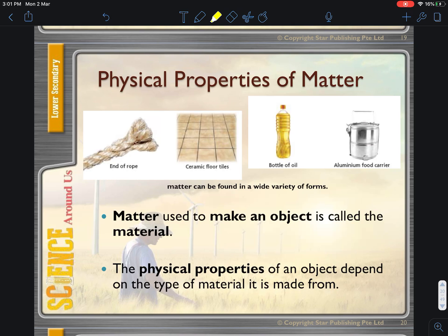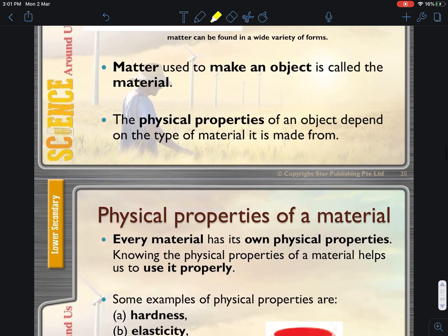So as we can see, the rope, the ceramic tiles, the bottle of oil, the aluminum food carrier, all these are actually items. But what are some of the materials that you can use? Like for example, the floor tile, you can use the ceramic. Bottle of the oil, you can use plastic. Aluminum food carrier, you can use maybe metal or aluminium for it, and so on and so forth.